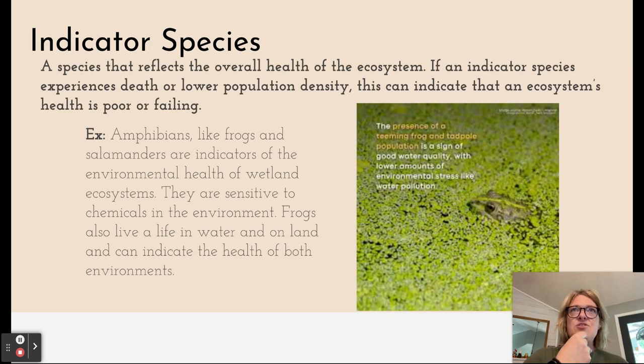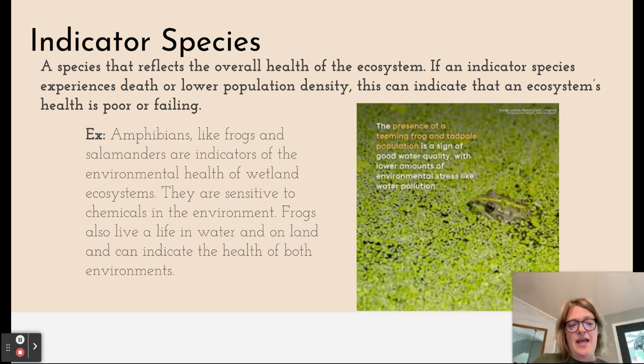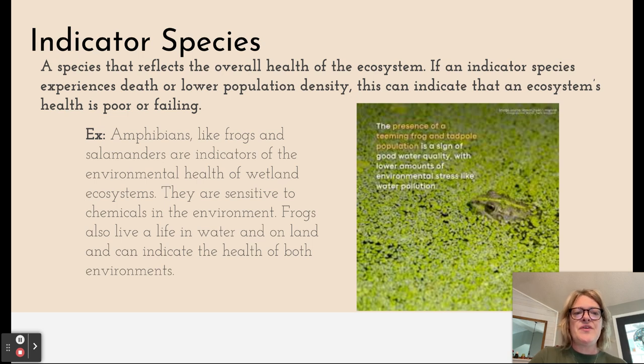Okay, so keystone species dramatically impact the ecosystem in which they live. This is important because, let's say that a disturbance happens and wipes out a keystone species, this can be detrimental for the ecosystem. All right, and indicator species. These are also organisms that are important to determining the overall health of an ecosystem. So if an indicator species is either eradicated from an area or its population density decreases dramatically, this can indicate that the ecosystem's overall health is either poor or it's becoming less healthy.